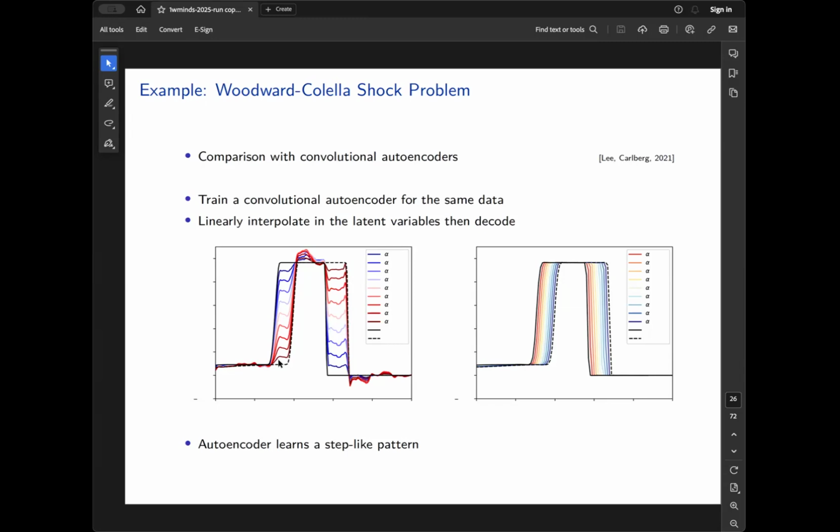It's a part of the Woodward-Colella shock problem. What the convolutional autoencoder does when you try to interpolate is it tries to fill in this gap. It kind of horizontally fills in this gap. So you see these horizontal steps filling in, and then it removes this portion down. Whereas if you use a learner, it tries to shift things from left to right. So somehow this learner constraint, I think, is forcing things to move rather than to have this vertical motion of horizontal steps on the left side.